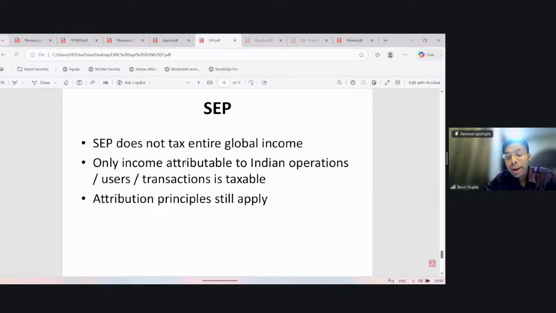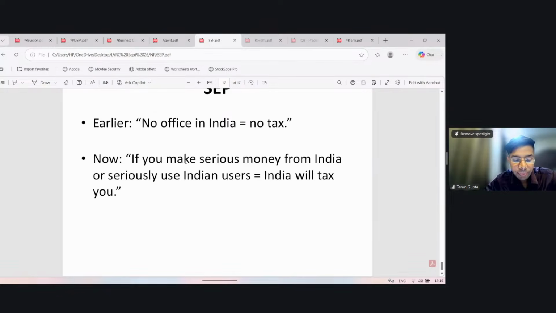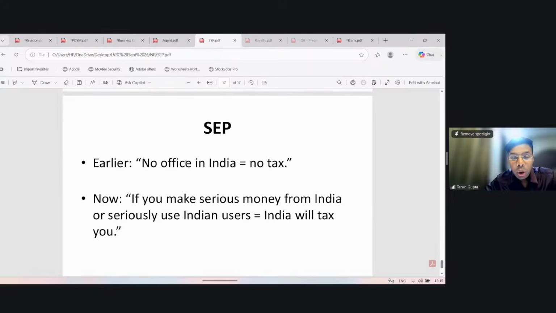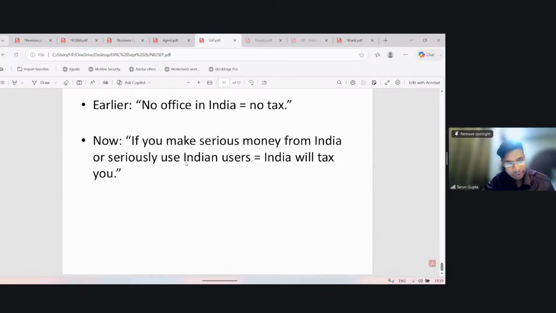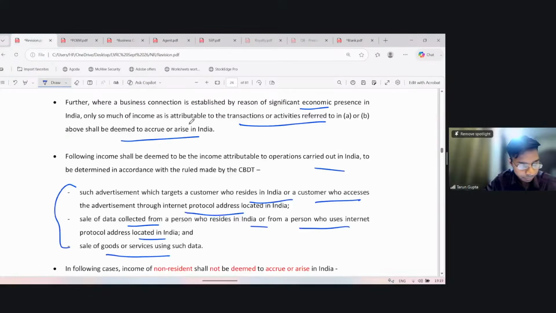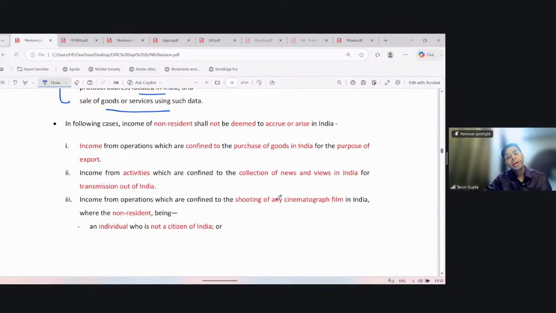SCP also does not tax the entire global income. Only income attributable to Indian operations, users or transactions is taxable. The attribution principle applies here. So earlier, no office in India, no tax. But now, if you make serious money from India or seriously use Indian users, then India will tax you. Clear? So this was the important concept of business connection.